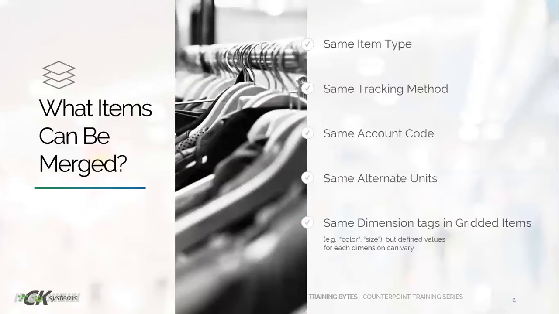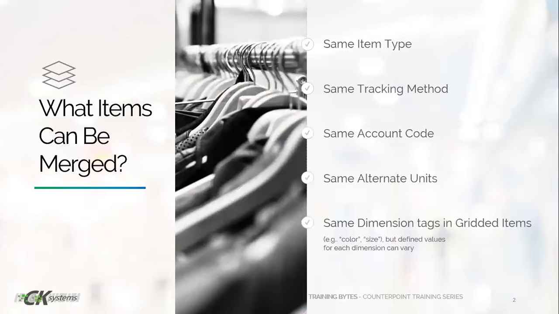Okay, so what can be merged? Because not everything can be merged. So when you merge items, they have to have the same item type, and I'll show you that later. They have to have the same tracking method, and again, I'll show you that later. They also must share the same account code. Now, if you don't interface to an accounting program, you don't have to worry about that step. They must have the same alternate units.